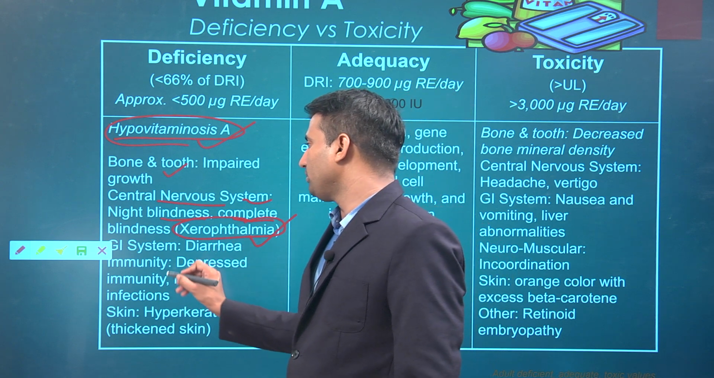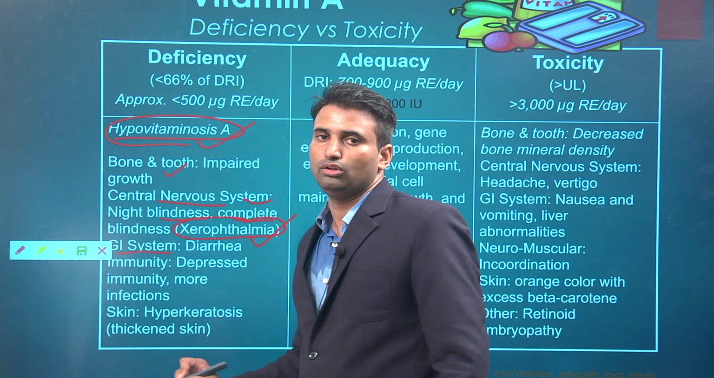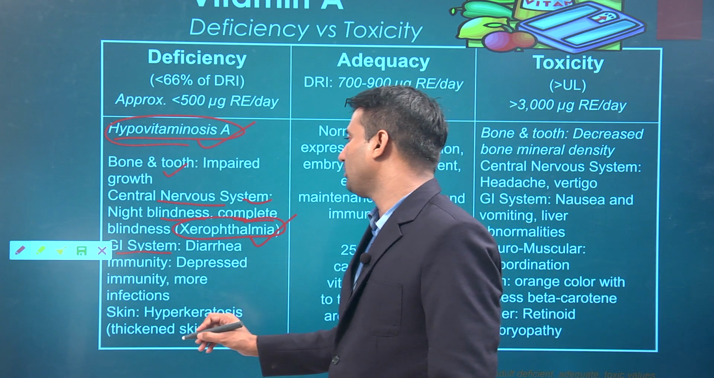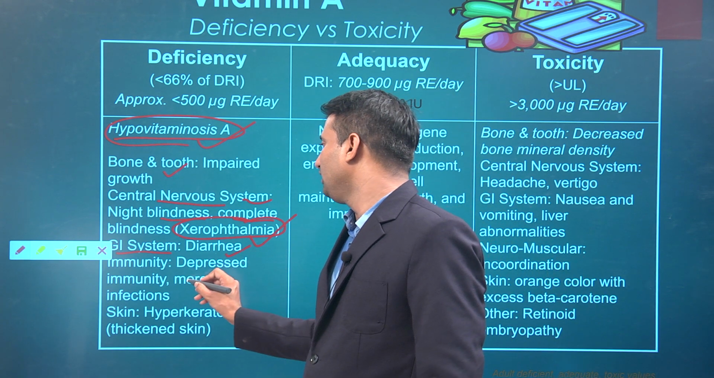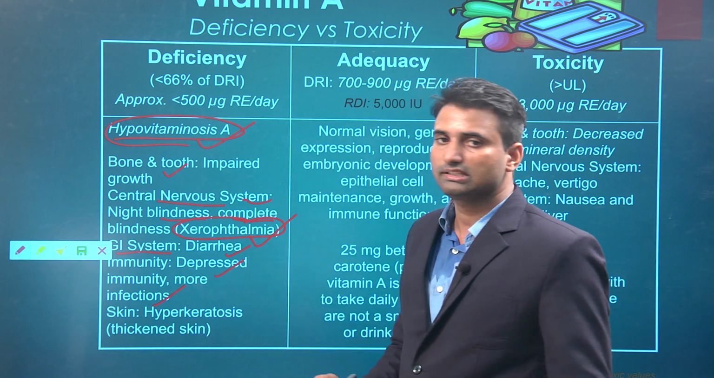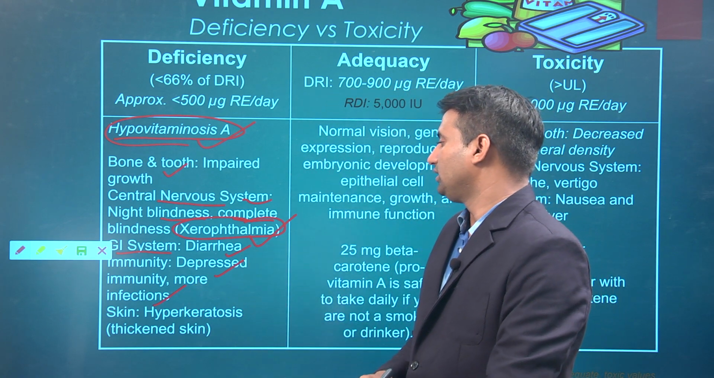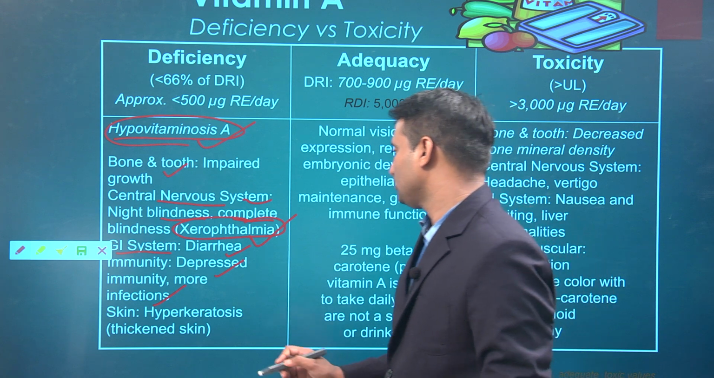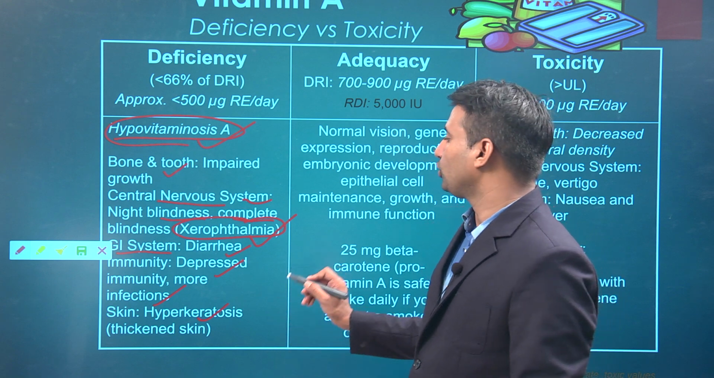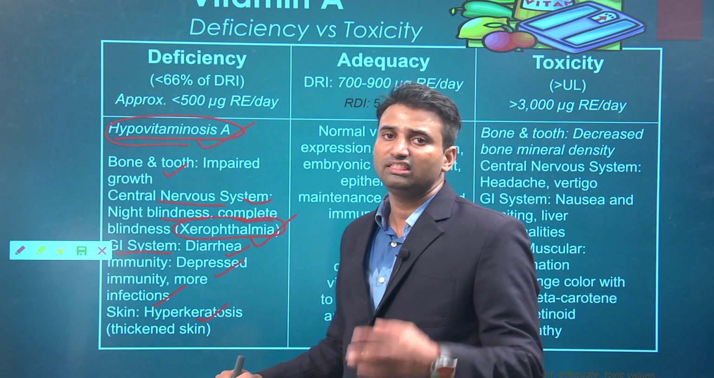Then there are some problems with the GI system also. So the gastrointestinal system has certain problems. These problems are related to diarrhea, depressed immunity and infection. And for the skin, or dermatology, there is also one problem which is known as hyperkeratosis. So hyperkeratosis is a problem associated with thick skin.